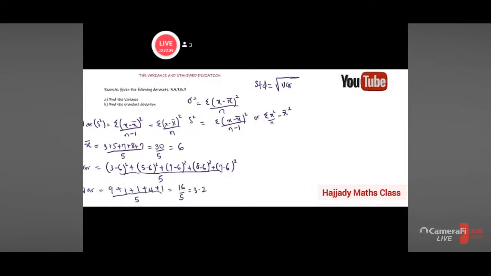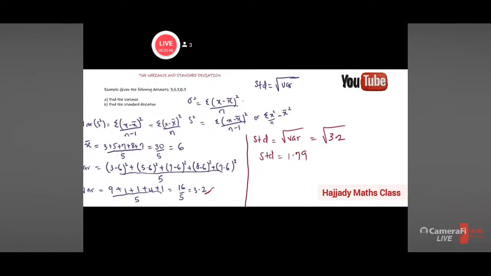Mind you, don't forget that from here, that's it for our variance, right? Calculating our standard deviation is the same thing as saying the square root of our variance. And don't forget our variance here is 3.2. So this is the same thing as saying square root of 3.2. So our standard deviation in this case is going to be 1.79. So this is for the first method.